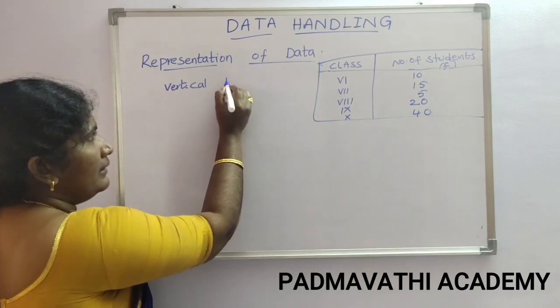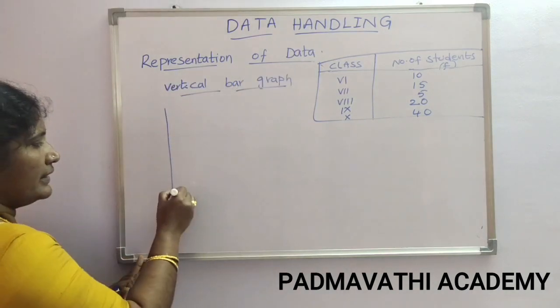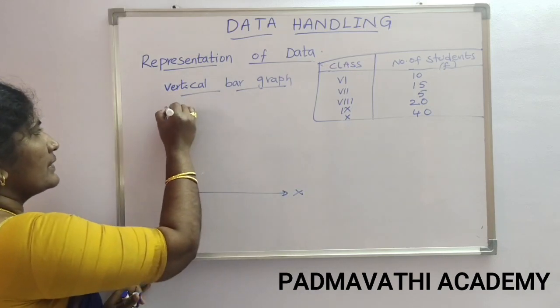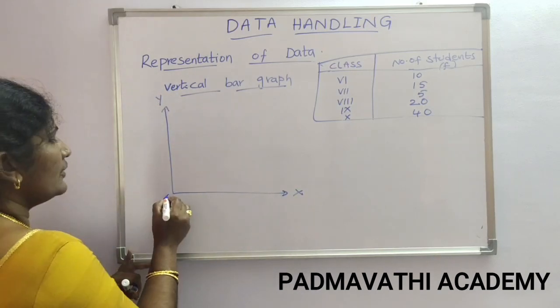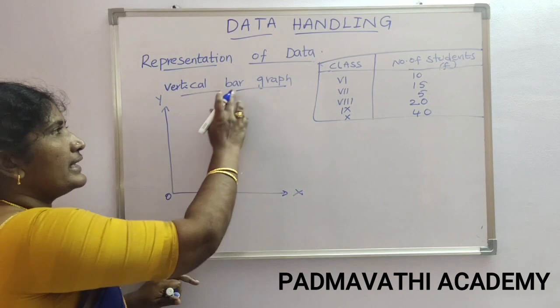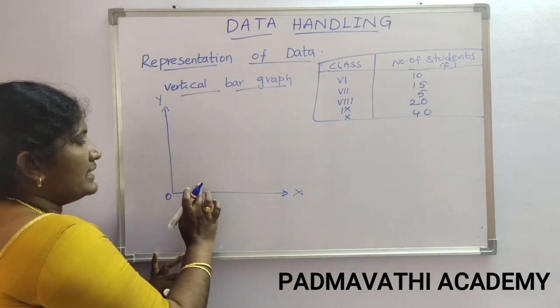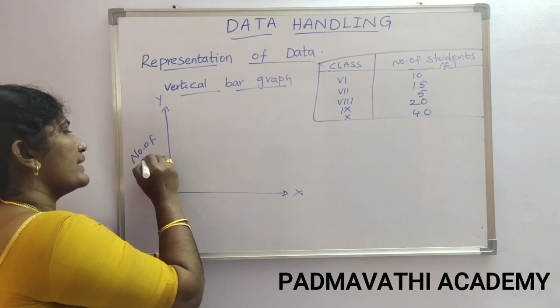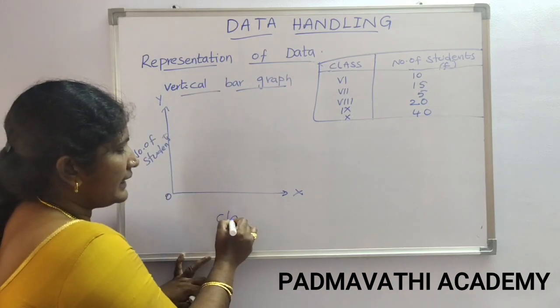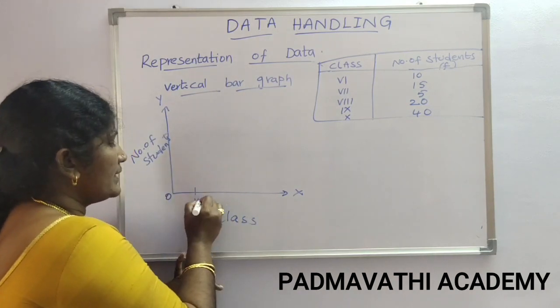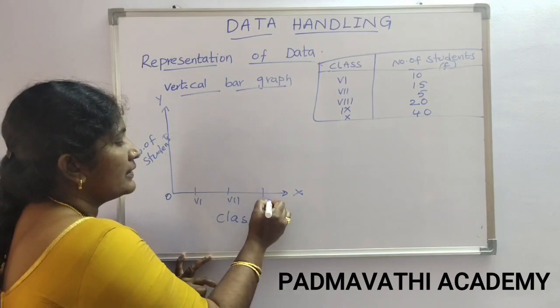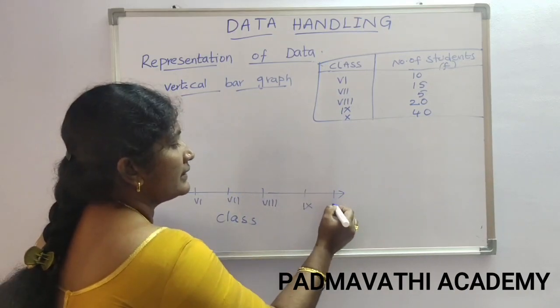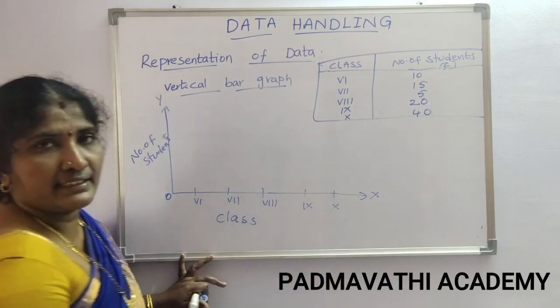First, the vertical bar graph. First of all take the axes, x-axis and y-axis. A vertical bar graph means the rectangles will come like this. So on the y-axis you take the number of students, and on the x-axis you take the class. So 1 centimeter each for 6th, 7th, 8th, 9th and 10th.